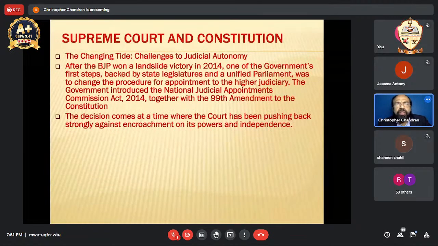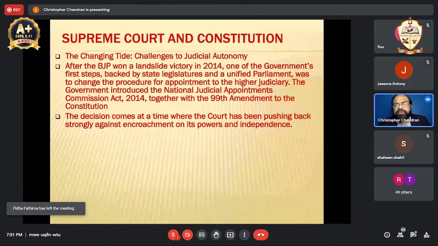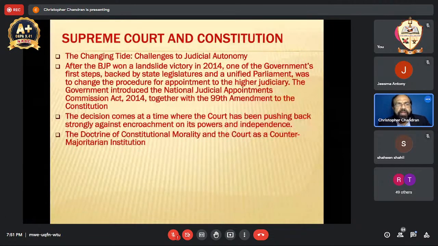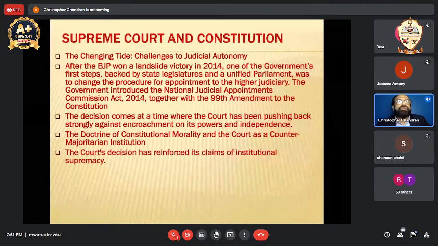And so the Supreme Court was strong against any kind of encroachment on its powers and its independence. So this is the problem, what we are going through now. The doctrine of constitutional morality and the court as a counter to majoritarianism. Just because a majority wants something, it cannot be forced.